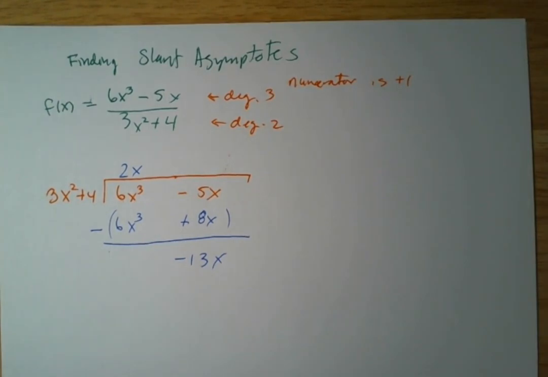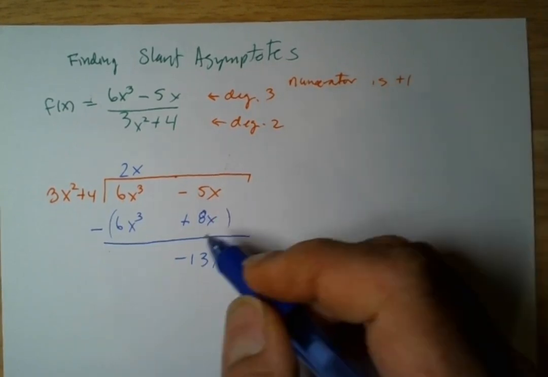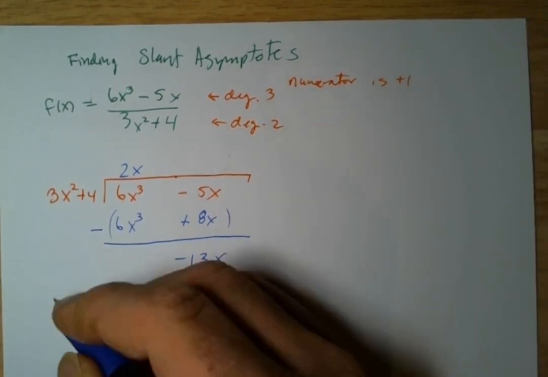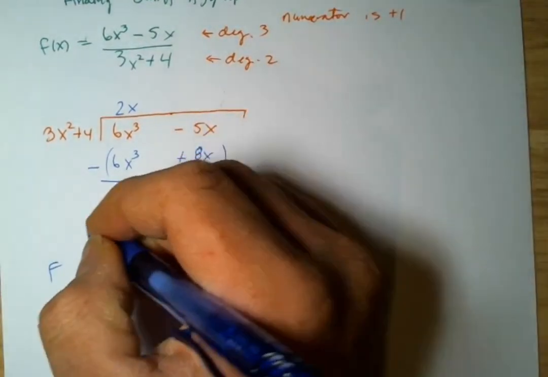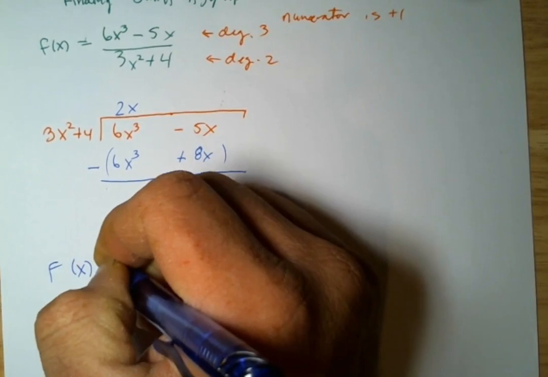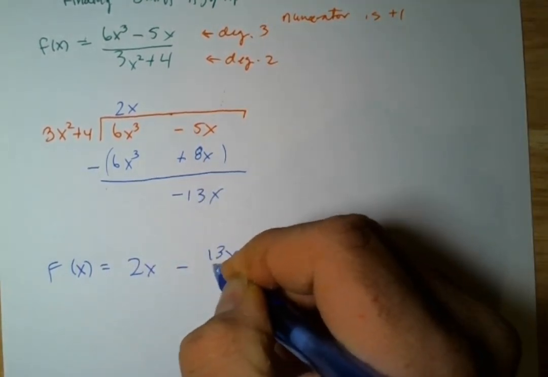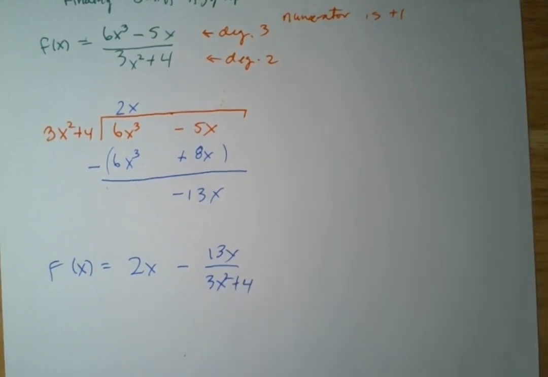Okay. All right, so that is our remainder. I can't go any further, right? That's x squared, that's x, so that is that, right? Now, again, we can rewrite f of x from before, and we get 2x minus 13x over 3x squared plus 4. All right, that's our remainder.